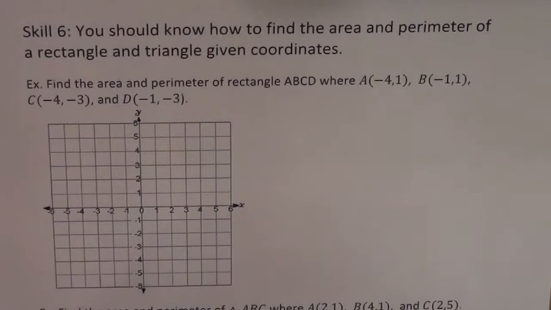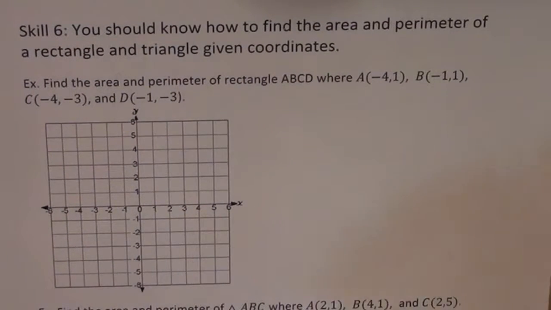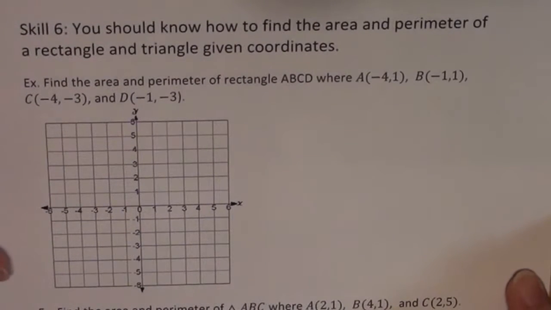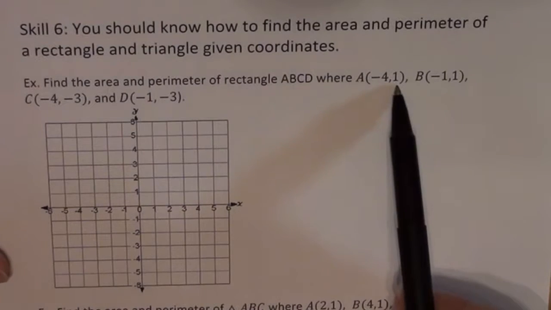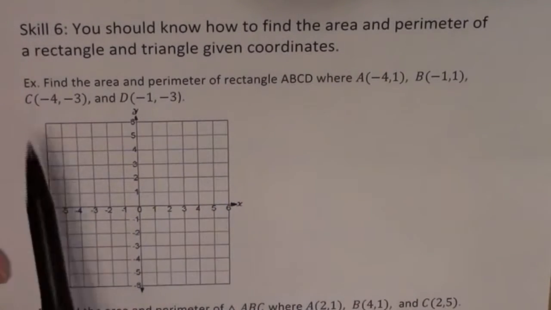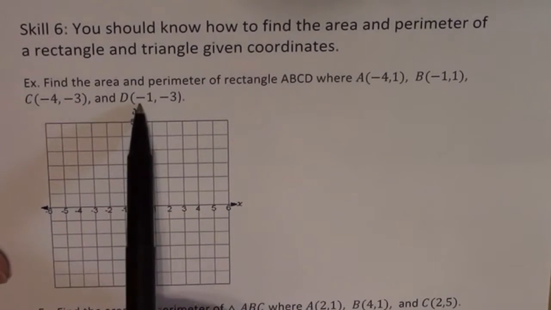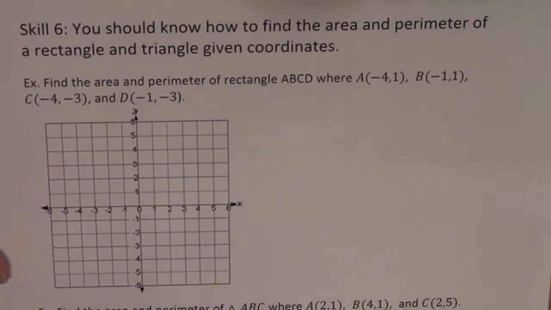Geometry 1, Chapter 1 Test, Skill 6. You should know how to find the area and perimeter of a rectangle and triangle given coordinates. So the first example, find the area and perimeter of rectangle ABCD where A is (-4, 1), B is (-1, 1), C is (-4, -3), and D is (-1, -3).